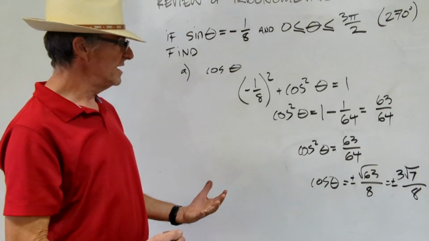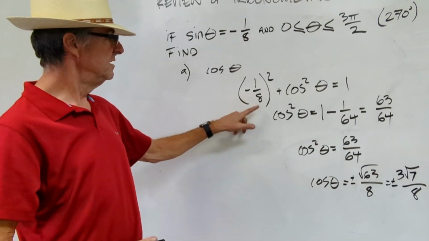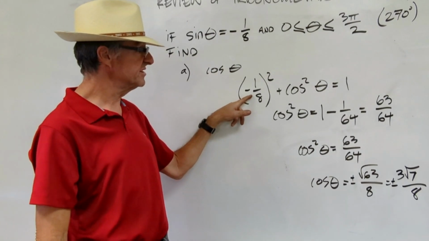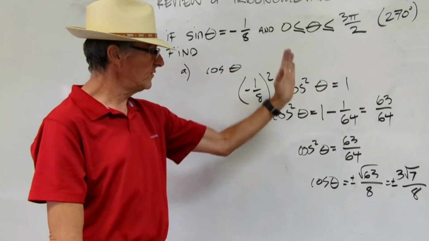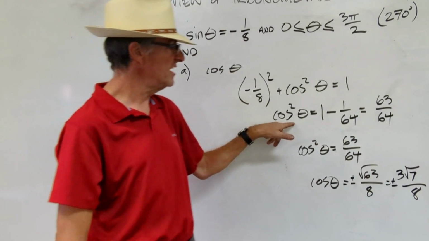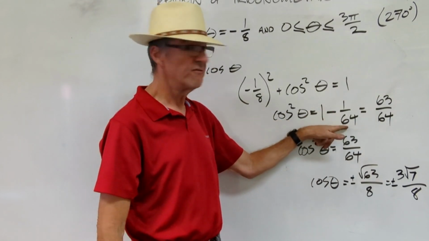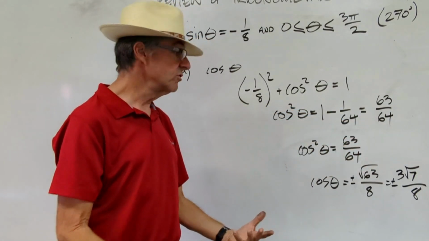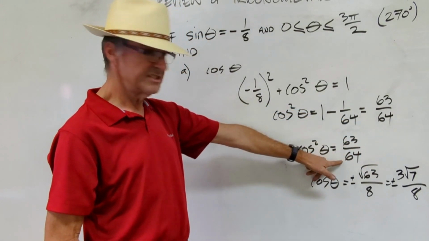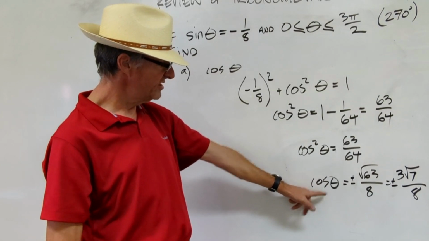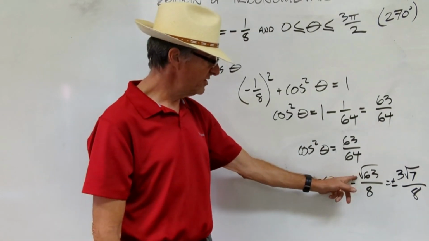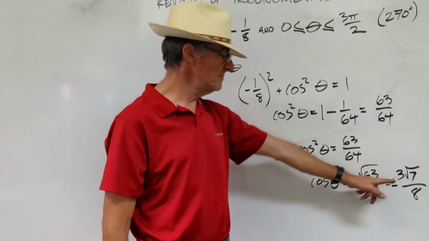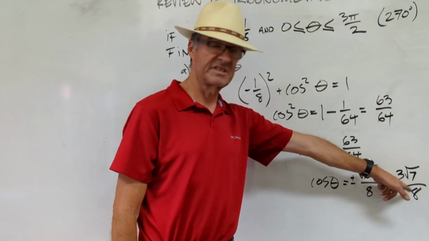All right, here are my steps. I did my plug-in. I squared negative 1/8, which gives me positive 1/64, and I subtracted it from both sides. So that gives me cosine squared theta equals 1 minus 1/64, which is 63 over 64. Now I need to take the square root of both sides to get my cosine theta, and it's plus or minus root 63 over 8, and then root 63 simplifies down to 3 root 7.